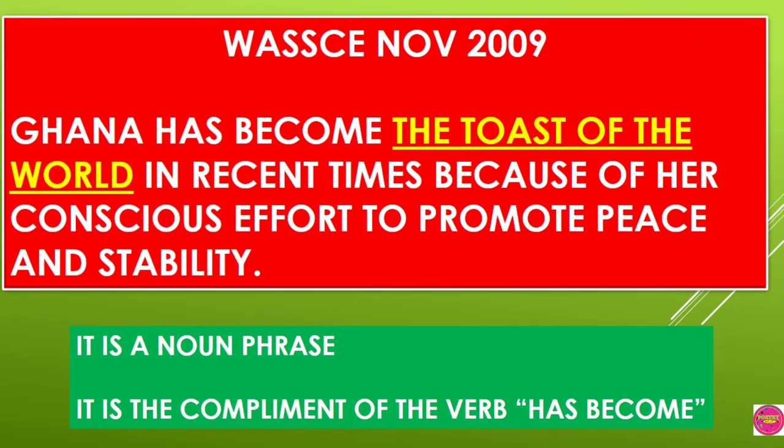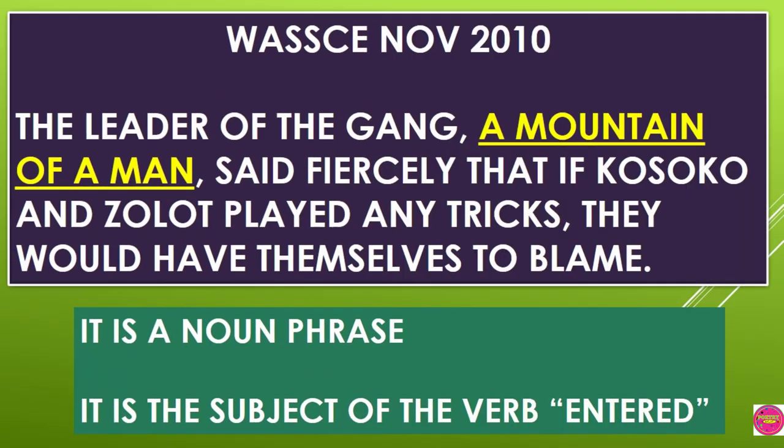Ghana has become the toast of the world in recent times because of a conscious effort to promote peace and stability. The underlined expression is the toast of the world. This is a noun phrase. It is the complement of the verb has become. The leader of the gang, a mountain of a man, said fiercely that if Kosoko and Zolo played any tricks, they will have themselves to blame. The underlined expression is a mountain of a man. The underlined expression is a noun phrase.